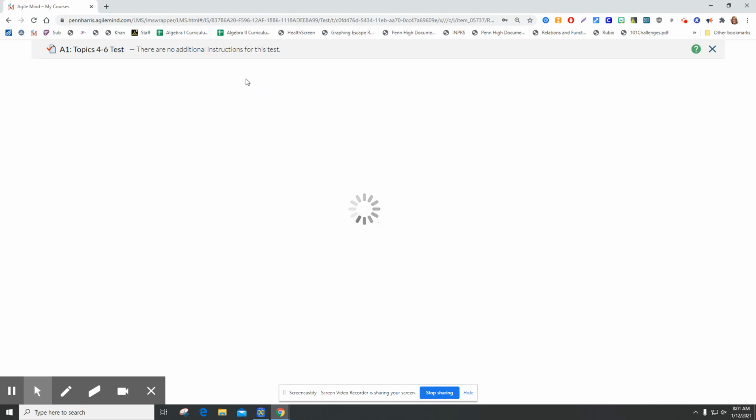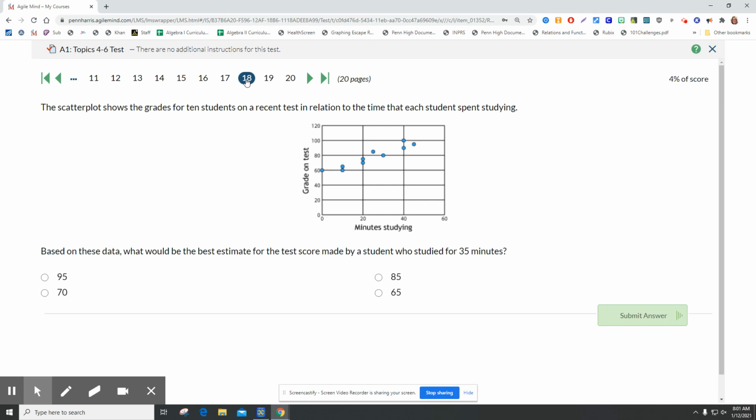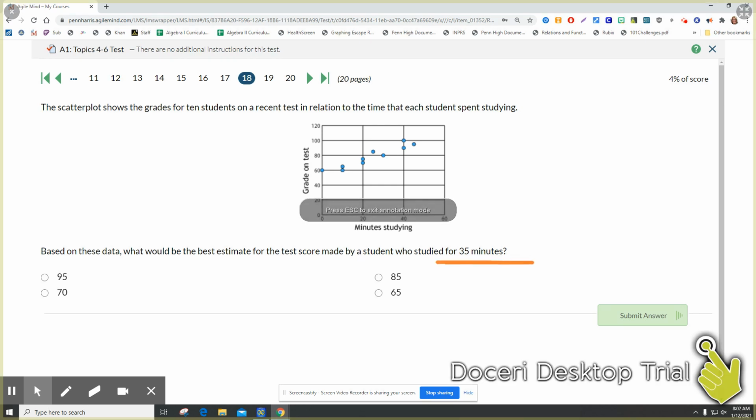Number 18. The scatter plot shows the grades for 10 students on a recent test in relation to the time that the student spent studying. Based on the data, what is the best estimate for a test score made by a student who studied for 35 minutes? Because they're giving minutes, we're going to come down here. Well, this graph goes between 20 and 40, okay? But I don't want 30, I want 35. So that's going to be in between the 30 and 40 mark, okay?